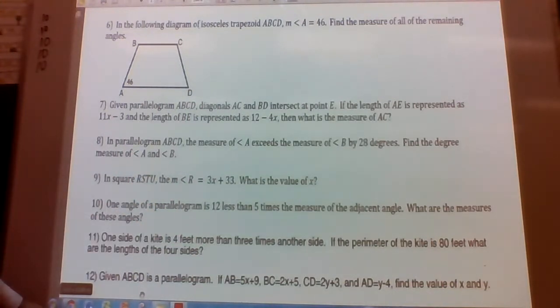Number 11. One side of a kite is 4 feet more than 3 times another side. The perimeter of the kite is 80 feet. What are the lengths of the 4 sides? So let's draw a kite.